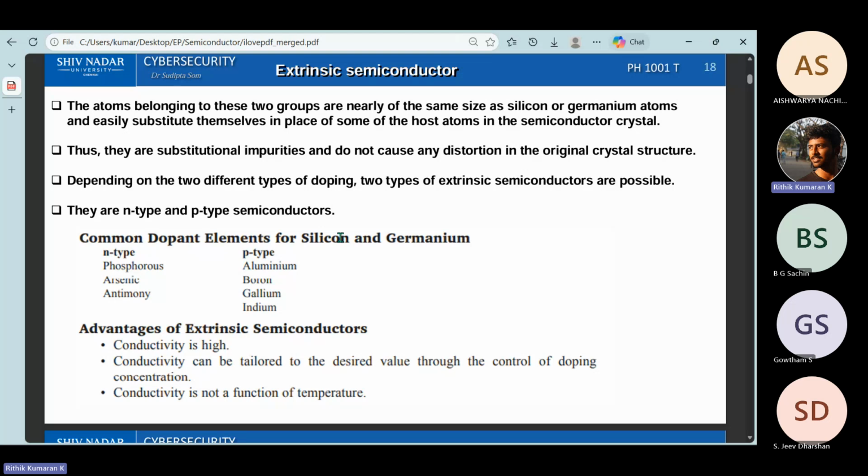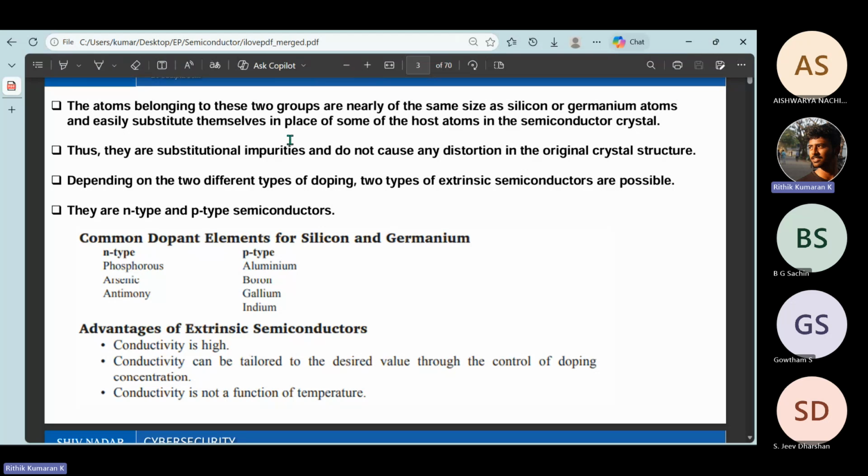So essentially, we have whole control of the amount of conductivity it gives, or the amount of current it generates. Okay, then this is not dependent on temperature. These are the three main advantages of going into something called an extrinsic semiconductor.